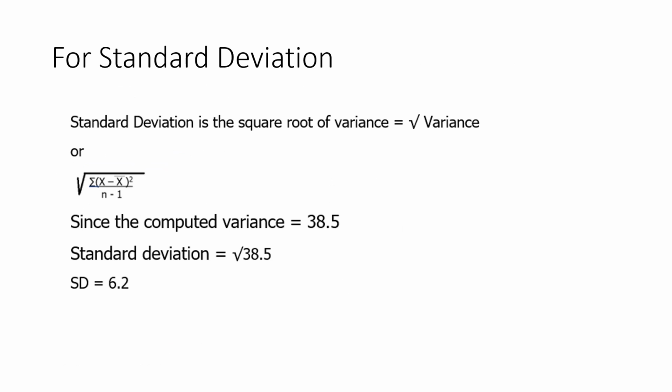Now we want to look at the standard deviation. The standard deviation, we said, is the square root of the variance. The answer we got for the variance was 38.5. So all we need to do is find the square root of 38.5, which gives us 6.25.